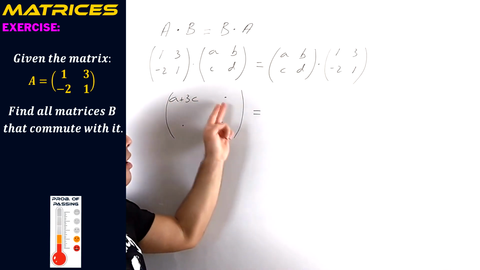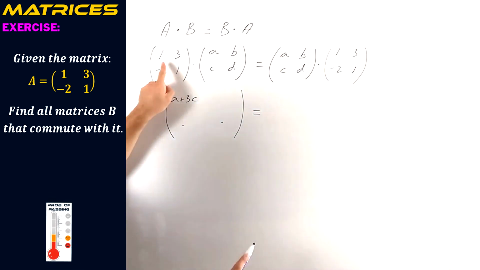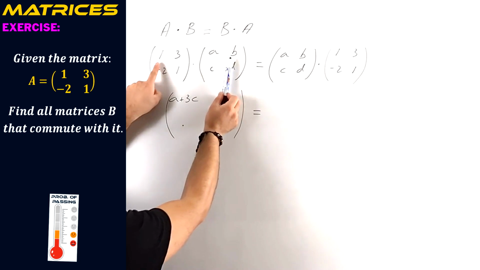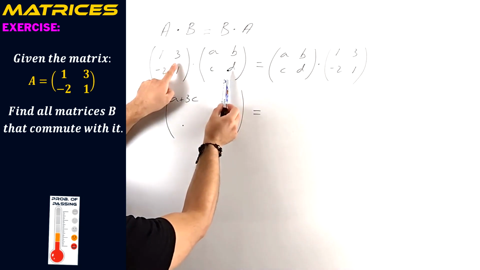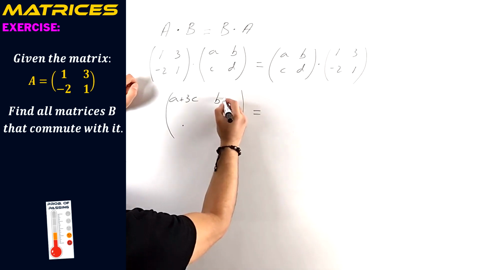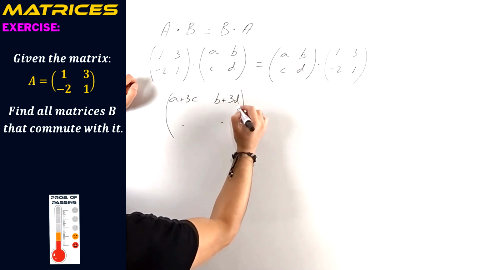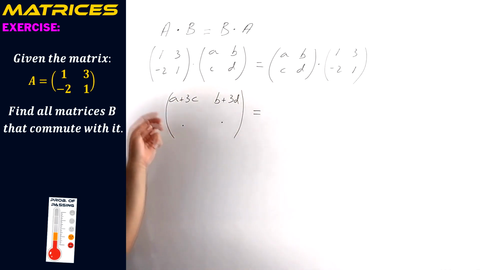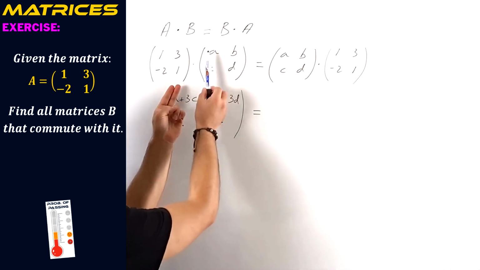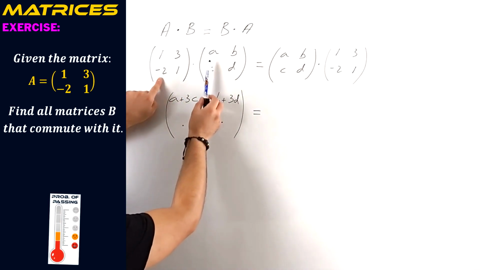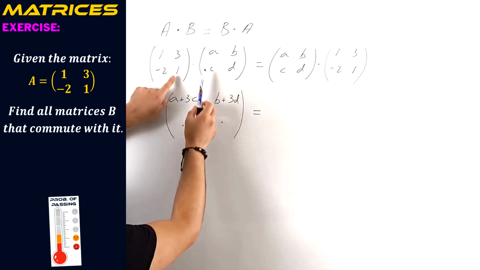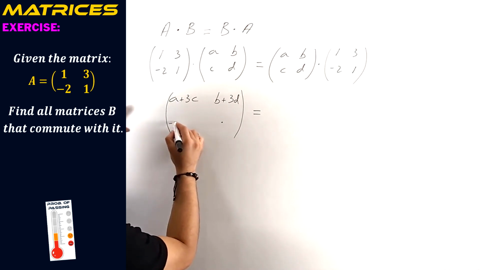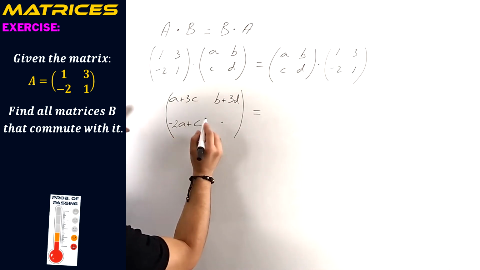Second position, row 1, column 2. That is, row 1 of the first matrix and column 2 of the second. 1 times b is b, and 3 times d, 3d. b plus 3d. Third position, row 2, column 1, that is, row 2 of the first matrix and column 1 of the second. Negative 2 times a is negative 2a, plus c. Negative 2a plus c.